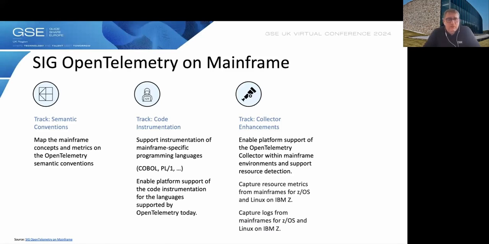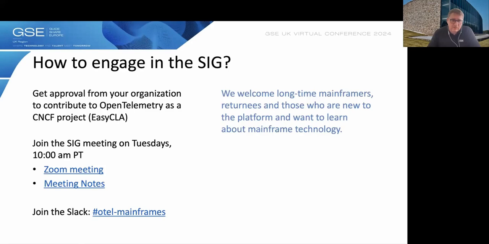Also, I would like to refer to the SIG for OpenTelemetry on the mainframe, as I was discussing. We have 3 tracks that over time we want to address by this special interest group. This is about semantic conventions, code instrumentation, and then collector enhancements, as I was describing. And at last, just a reference of how to engage in this SIG. We have a weekly meeting, always Tuesdays at 10 a.m. Pacific time. And you're welcome to join there.